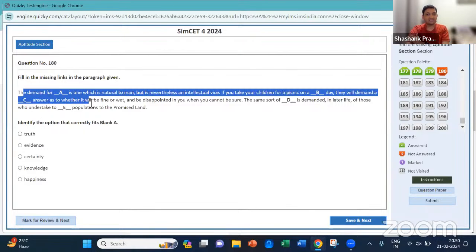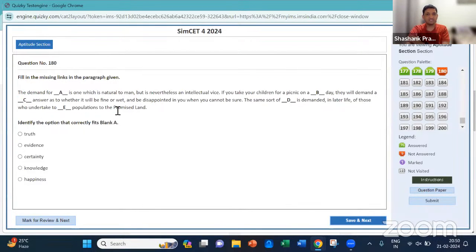Okay, the demand for dash is one, which is natural to man, but is nevertheless an intellectual vice. That's something bad. The demand for dash.